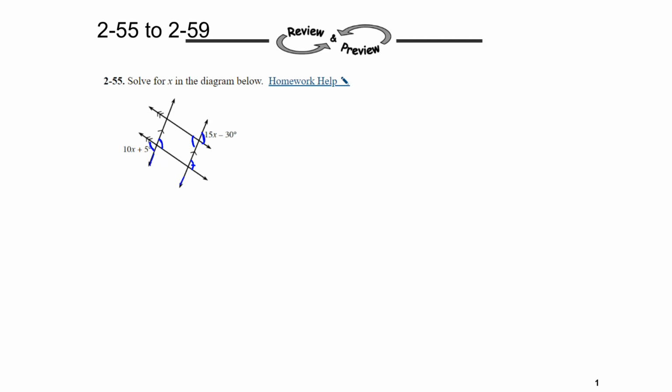So therefore, if all that matches up, then I should be able to set up an equation where 10x plus 5 is equal to 15x minus 30 degrees. Subtract the 10x, that would give me 5x over here. And then I can add the 30 to get 35 degrees is equal to 5x. Divide by 5, and x is equal to 7 degrees. And once again, going through and explaining vertical angles and corresponding angles, and then vertical angles again to get those to match up.